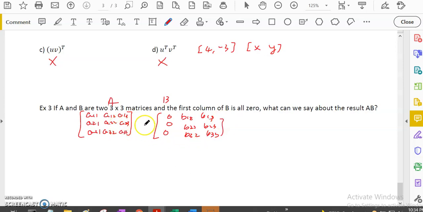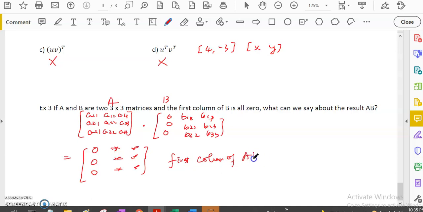If I'm to multiply them, what would happen? The first row with the first column would always be 0, right? If I do this and multiply the column, it's also 0 because every single entry is 0. But these will not be, right? So I have other things. This would be other things. But I know 100% sure that the first row, first column of AB is 0.